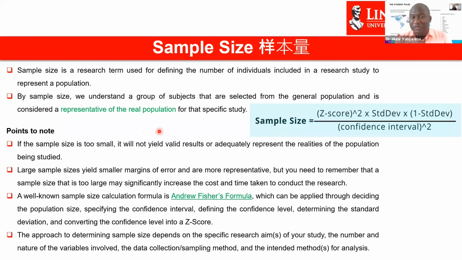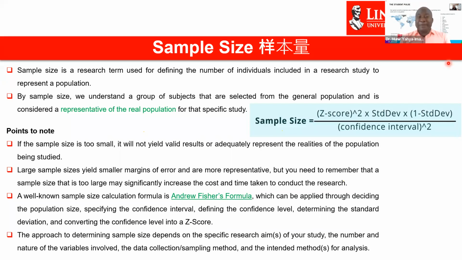A well-known sample size calculation formula is this one. It is a popular formula normally used to compute sample size, which can be applied by deciding the population size, specifying the confidence interval, defining the confidence level, determining the standard deviation, and converting the confidence level into a z-score. That looks complex, right? You might wonder how you will determine all this, especially if you are not from a mathematical background. Don't worry, there are a lot of tools that can do that for you.